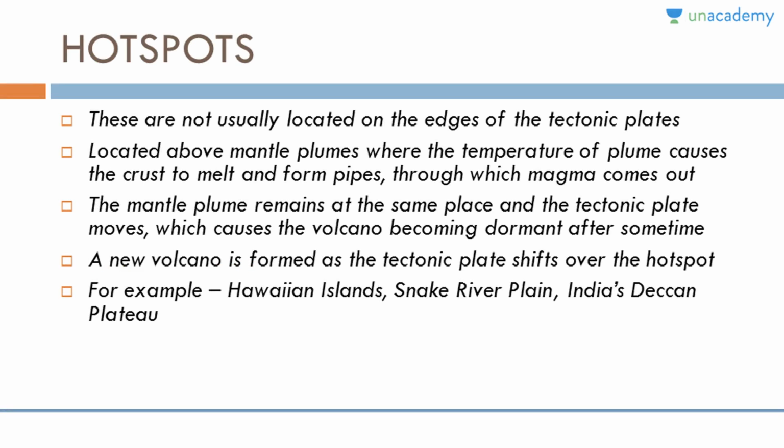Hotspots are such areas which are not usually located on the edges of tectonic plates. These are located above mantle plumes where the temperature of plume causes the crust to melt and form pipes through which magma comes out. The magma plume remains at the same place and the tectonic plate moves, which causes the volcano becoming dormant after some time. A new volcano is formed as the tectonic plate shifts over the hotspot. The example of such hotspots includes Hawaiian Islands, Snake River Plain and India's Deccan Plateau.